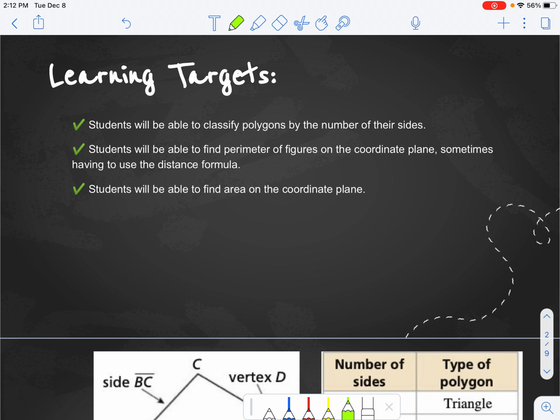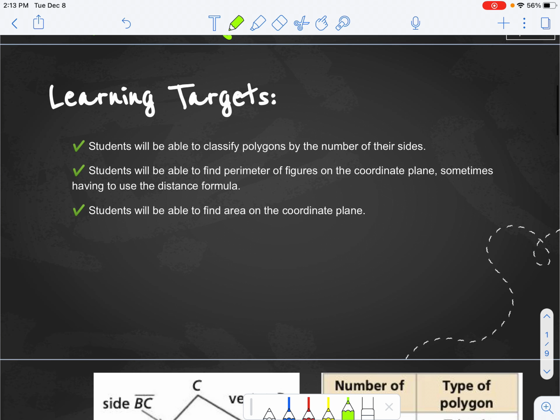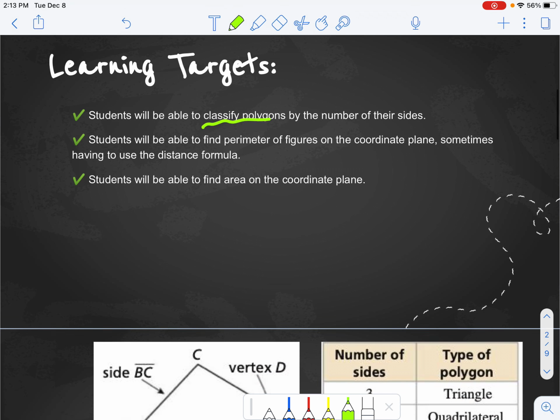Our learning targets: students will be able to classify polygons by their number of sides. Before we do the coordinate plane work, there is some vocab we need to go through, having to do with classifying polygons. Students will be able to find the perimeter of figures on the coordinate plane, sometimes having to use the distance formula. Students will be able to find area on the coordinate plane.